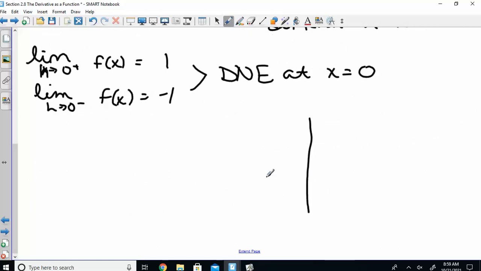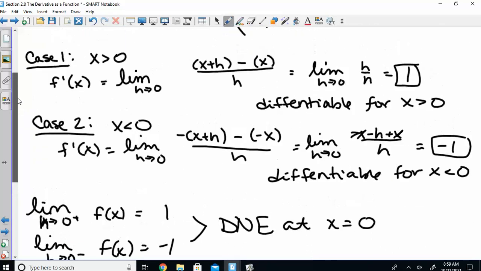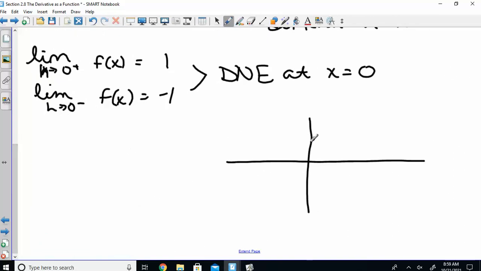It might make a little more sense if we look at a graph. If we graph the derivative, we said the derivative is always 1 if x is bigger than 0. So that's just a horizontal line. It's always negative 1 when x is less than 0. So can we see then those pieces don't match up, so at 0 the derivative doesn't exist.